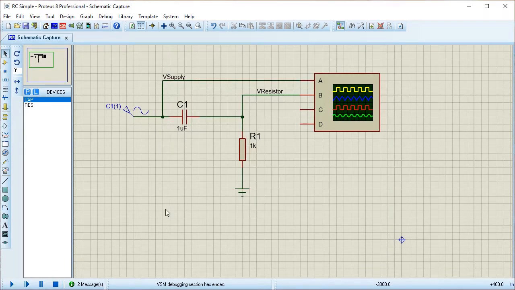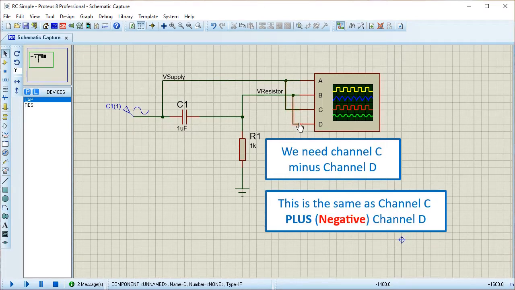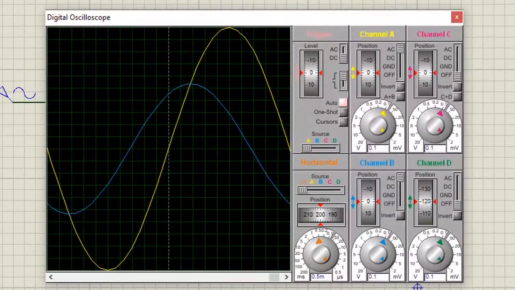So we want to be able to see either side of the capacitor, but neither of the supply nor resistor voltages give us the capacitor voltage. So we could put in channel C and channel D each side of the capacitor, but this way is a little bit more neat. So channel C and channel D have either side of the capacitor, but we need C plus D, but D needs to be negative, so we invert channel D and add it to C, and this is how we do it.